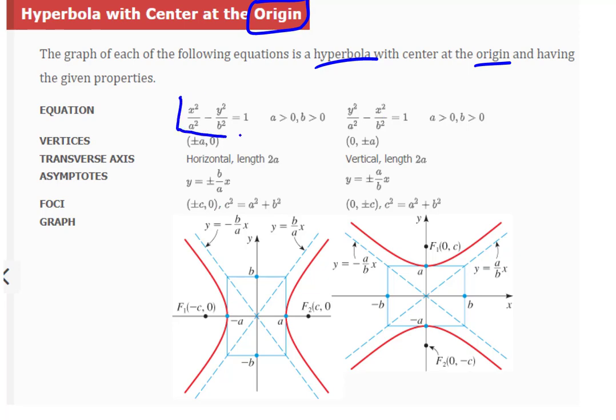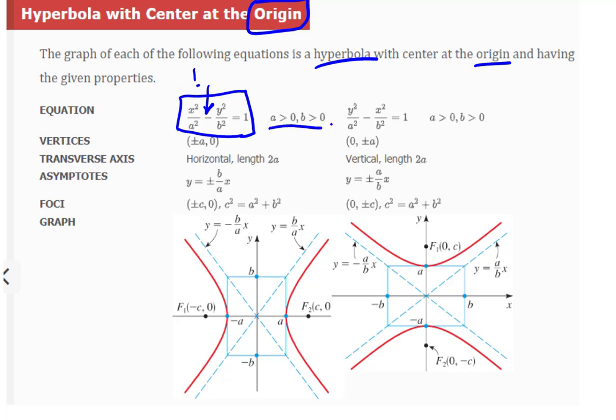The first option could be considered as x squared over a squared minus y squared over b squared equals 1. You'll notice a couple things. First of all, it looks a lot like the ellipse equation we just discussed, but you'll notice there's a minus sign. That's actually the giveaway about whether an equation like this is an ellipse or a hyperbola. So in a hyperbola, you will see a minus sign there, and that's key.